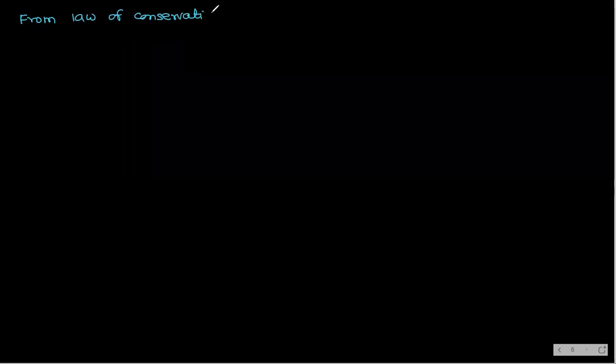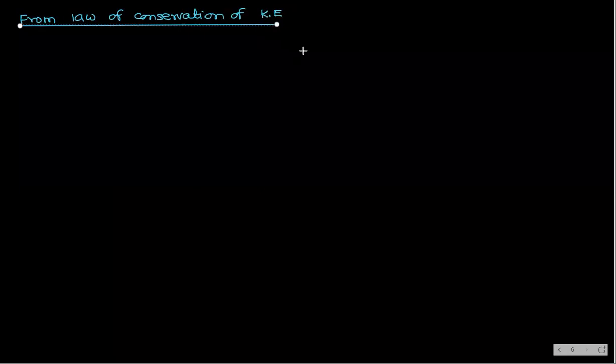Now, as this is elastic collision, again kinetic energy will also be conserved here. So from the law of conservation of kinetic energy, see here what we are getting.